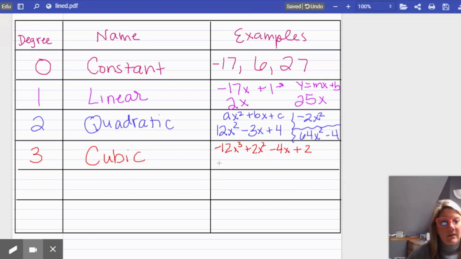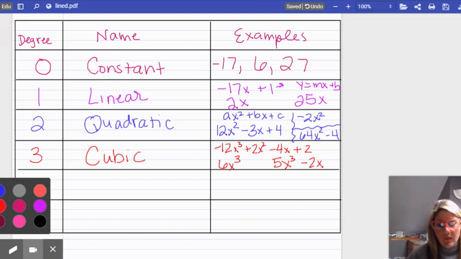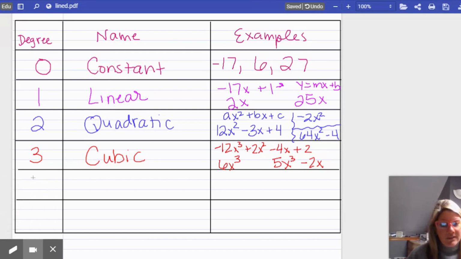You could also have something that's like 6x cubed. That's your whole expression, but the 3 is the largest exponent. You could also have 5x cubed minus 2x, but since 3 is my largest exponent, it is a cubic expression. And then I'm going to show you an example of 4, but really this rule works for 4 or more.